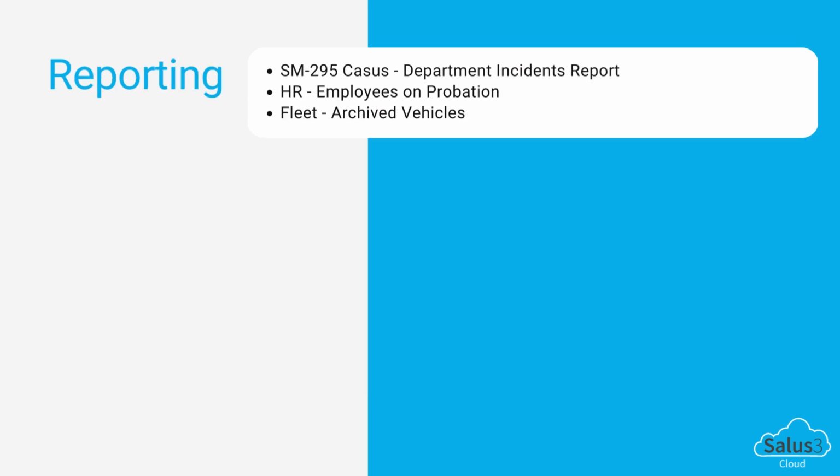And then moving on to reporting, 3 new reports in this release. So there's a department incident reports for the cases module, which basically just shows you, if you're using departments, it'll show you the department for your statistics. Because we released the on probation drop-down list for employees, we created a report to show you any employees that are on probation, and as just mentioned, a report of archived vehicles in the fleet module.